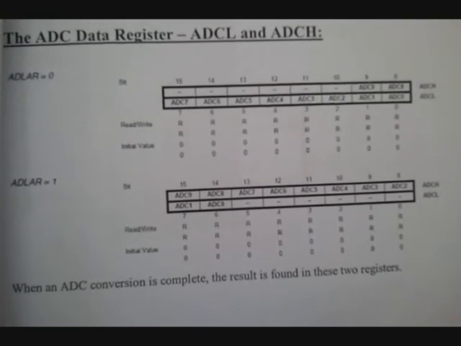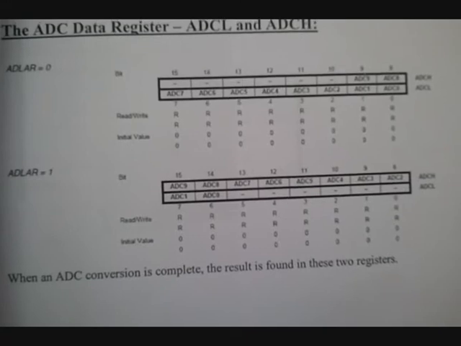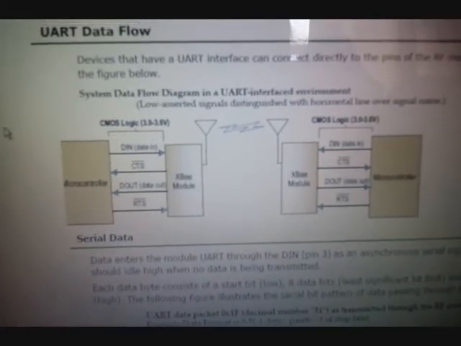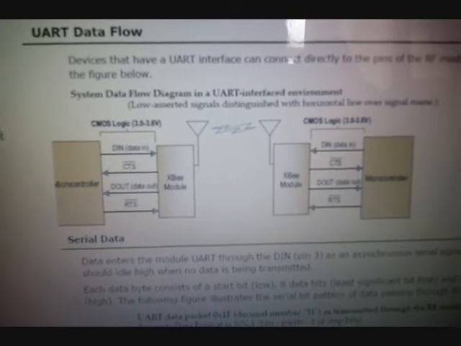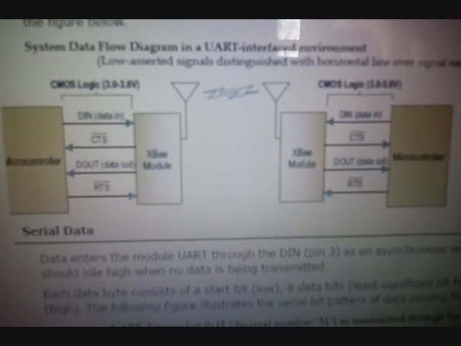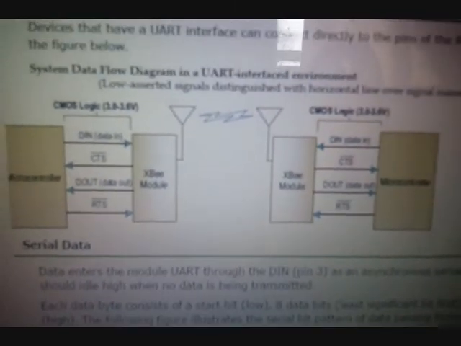After the conversion is complete, the conversion result can be found in the ADCL and the ADCH. As the on-chip UART is used by another chip, the serial interfacing is done using soft UART. The output is transmitted from general purpose I/O line of ATmega8 to Zigbee.